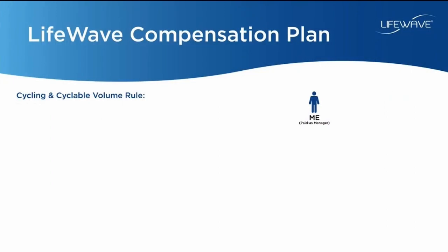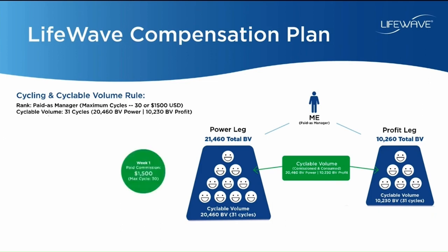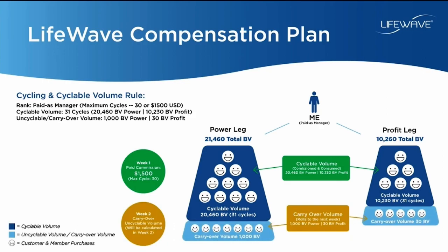In this particular example, this member is a paid as manager, which means they can cycle up to a maximum of 30 times a week or $1,500. Now you can see they have enough cyclable volume here to cycle 31 times. That's 1 cycle above what's allowed at their paid as manager rank. At the end of the week, all of those cycles, all 31 cycles, will be processed and consumed. Any volume, as you can see from this particular example, that has not met the ratio is considered carryover volume, and it will go to the next week. I will receive my $1,500 commissions, all of my cyclable volume will have been consumed, and then my carryover volume will flow to the next week for me.